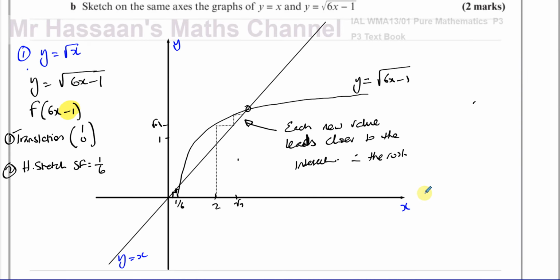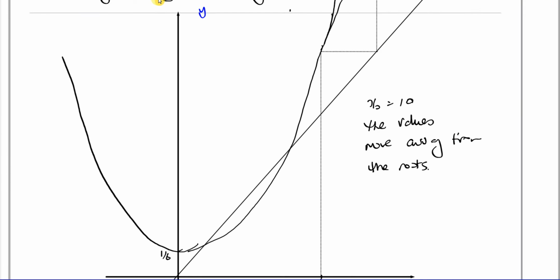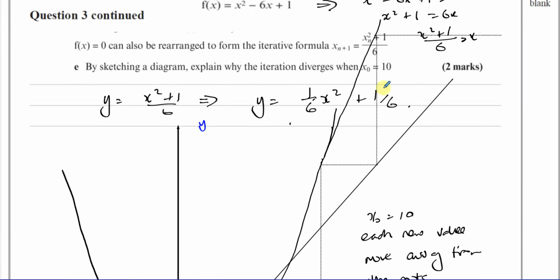What did I write here? Each new value, you can say each new value. That'd be better, I guess. Each new value moves away from the roots. So you can see that it diverges. It doesn't go towards it.